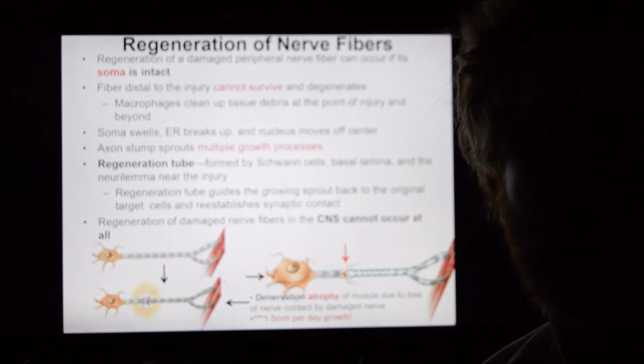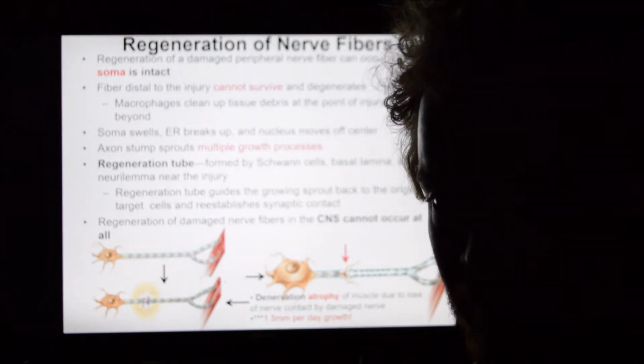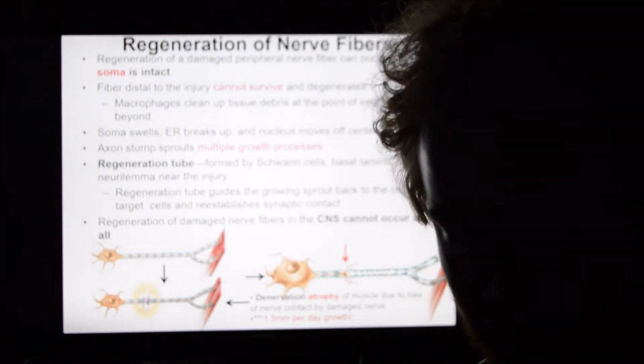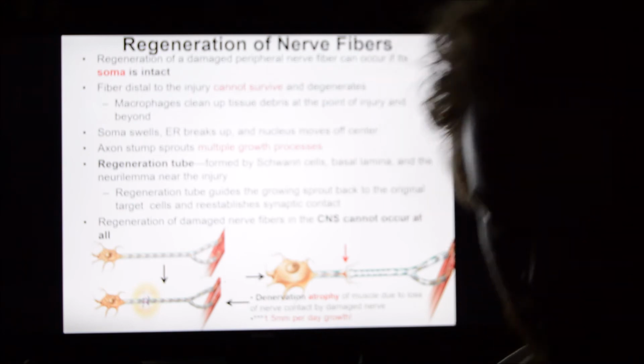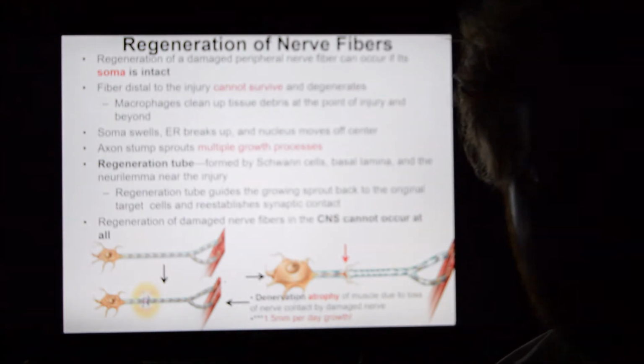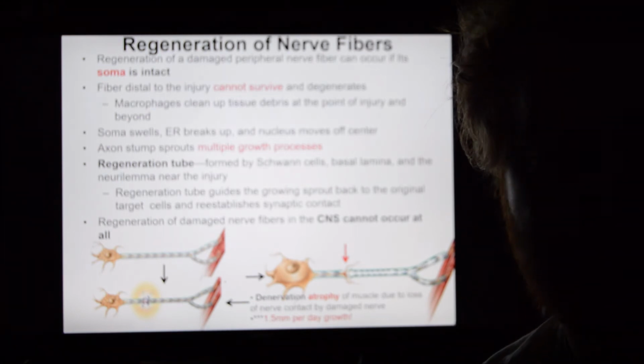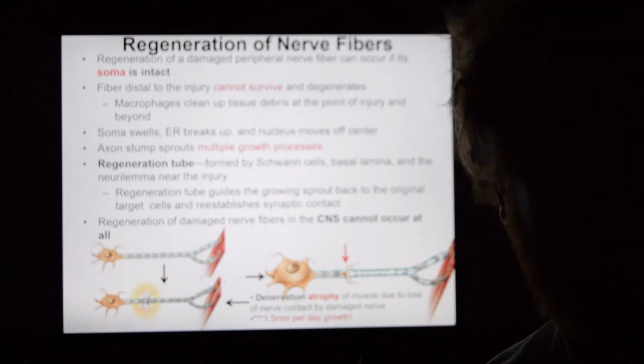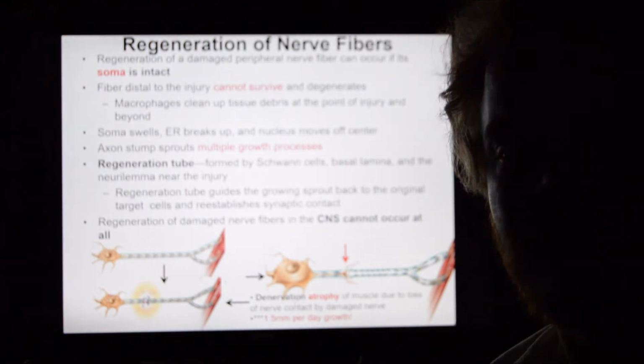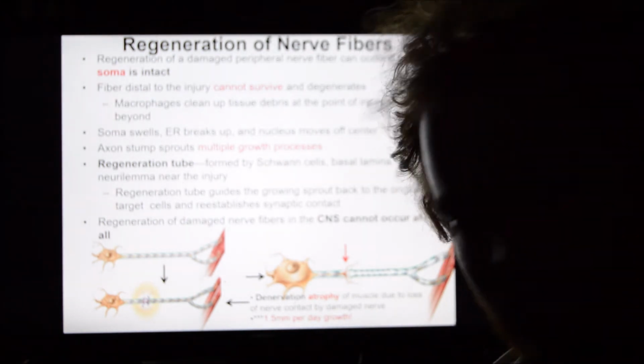If you damage a nerve cell body, it's never coming back. Period, the end. If you destroy that nerve cell body, it's dead. The nerve's dead, it's over. If you damage an axon in the central nervous system, that nerve's done. It's never going to work again. It's over with. The central nervous system does not heal. That's why if you get a spinal cord injury, it's over with.